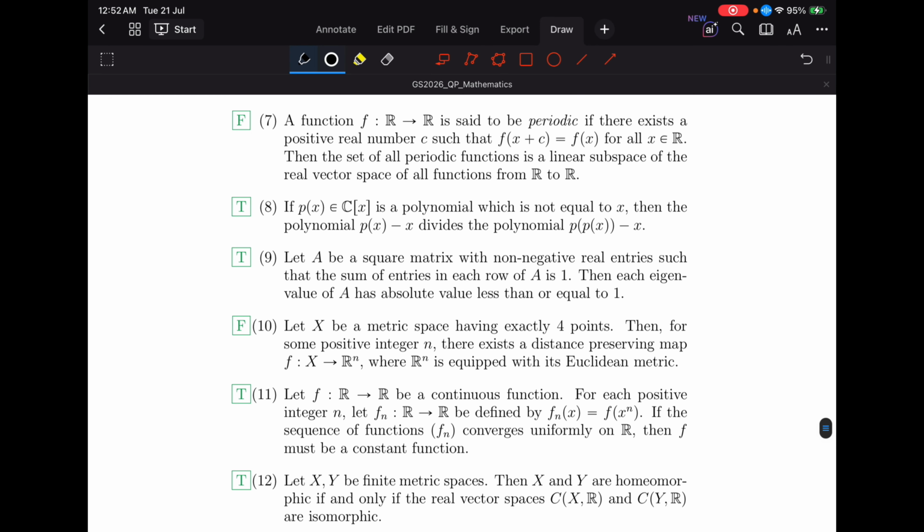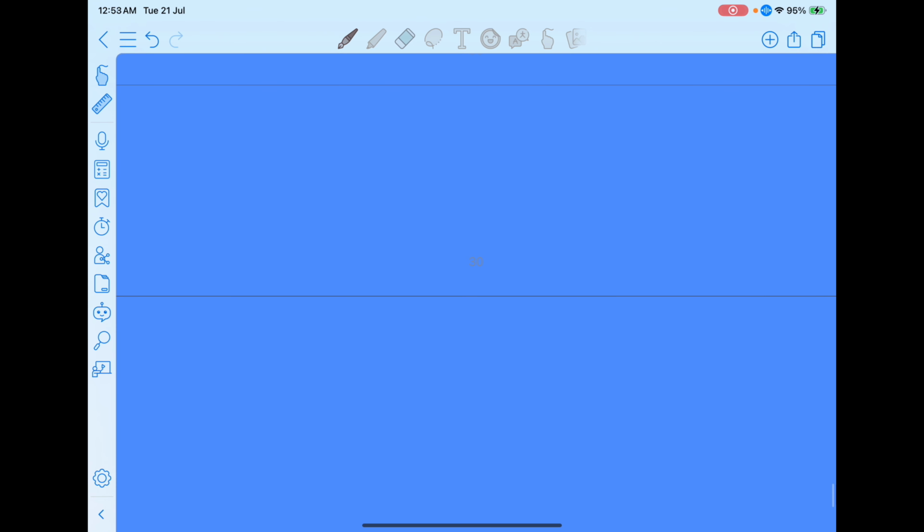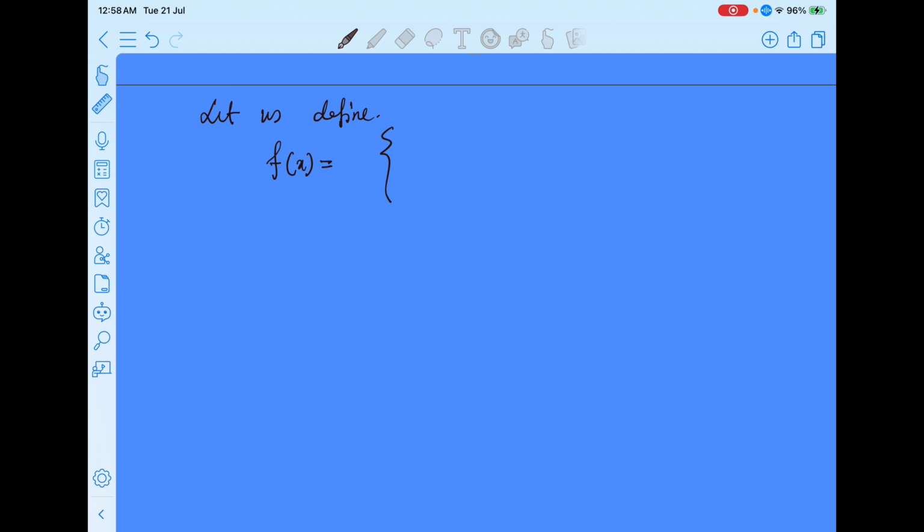Right. So now let's say a function from R to R is said to be periodic if there exists a positive real number c such that f(x plus c) equals f(x) for all x belongs to R. Then the set of all periodic functions is a linear subspace of the real vector space of all functions from R to R. Let us define f(x) to be 0 when x is inside Z and 1 when x is not inside Z, and g(x) to be 0 when x is inside root 2 Z and 1 when x is not inside root 2 Z.